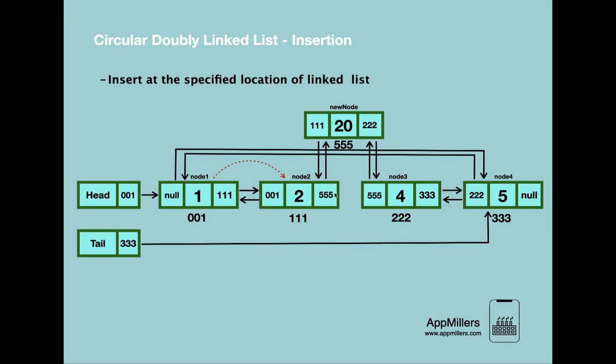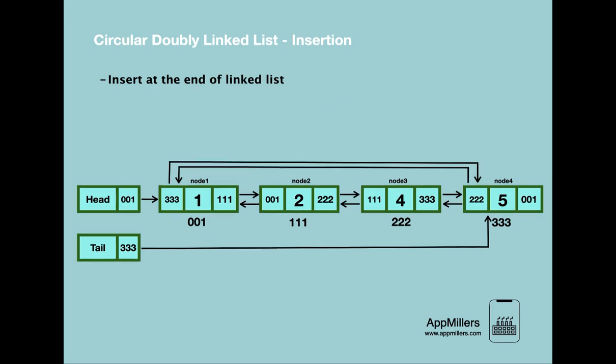So with this, we have successfully inserted a node between node 2 and node 3. And this is the same as what we did in the double linked list. So let's continue to the next case, in which we want to insert a node at the end of a circular double linked list. So here again, firstly we create a blank node and assign a value to it.